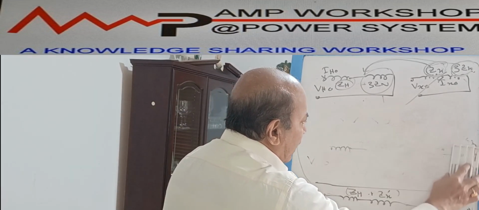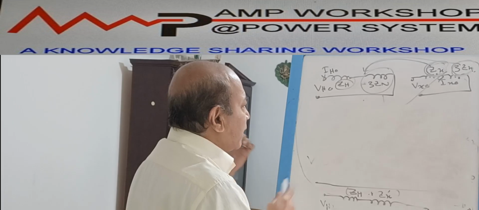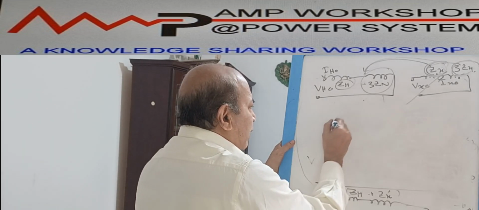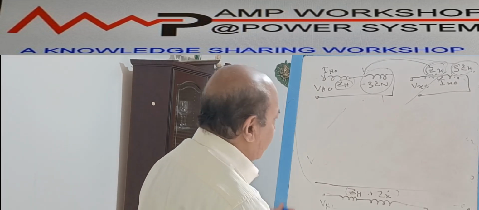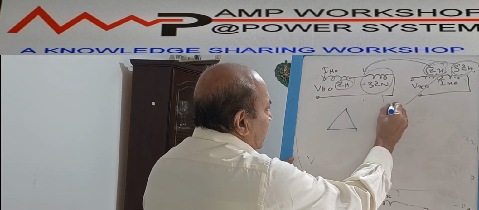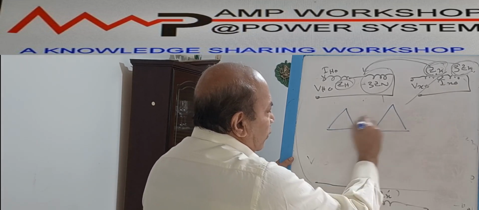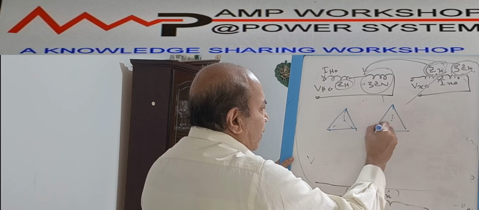In case of delta and delta connection, both windings are delta. What will be the condition in that case? Let us draw the delta. Suppose this is our delta. In case of delta, what will happen over here? This is a delta, this is a delta. Both are in the corresponding star form like this. So both in the same phase order.